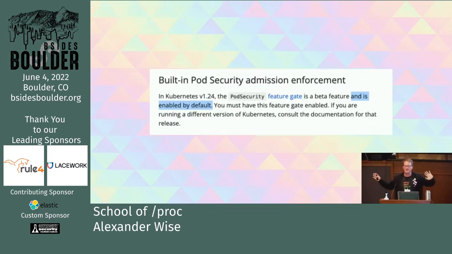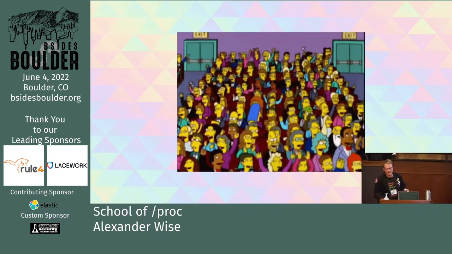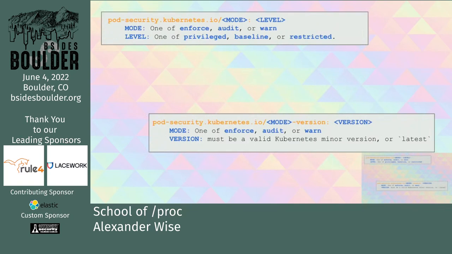And it's behind the feature gate right now, but it's enabled by default. We are moving closer to secure by default in Kubernetes with pod security admission. All right, so let's take a look here. What do these labels look like? I said it's just two labels that you would set on the namespace object to set this up. So the first one is this mode label. So mode, you enforce, audit, or warn. The only difference between audit and warn is audit is writing to your audit logs, and warn is just writing out to the console. And then the level is one of those three buckets: privileged, baseline, or restricted.